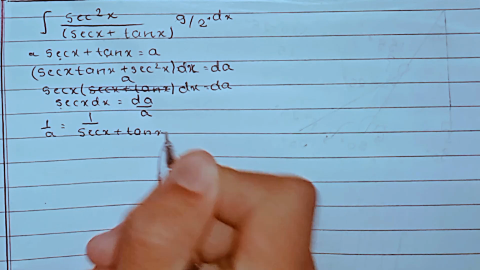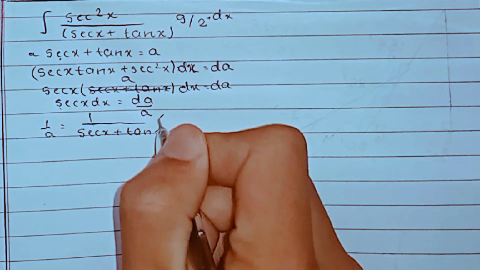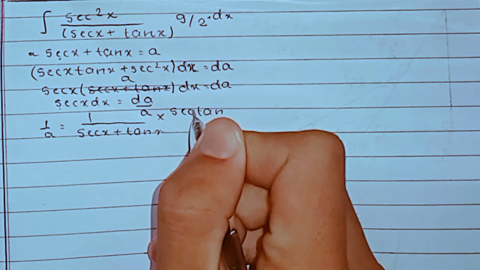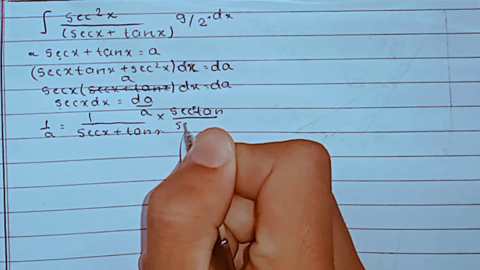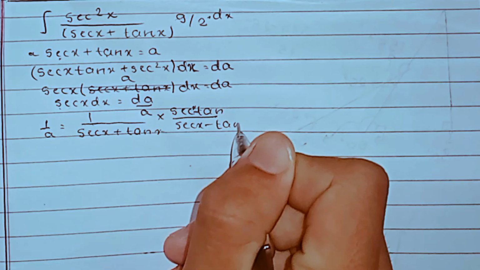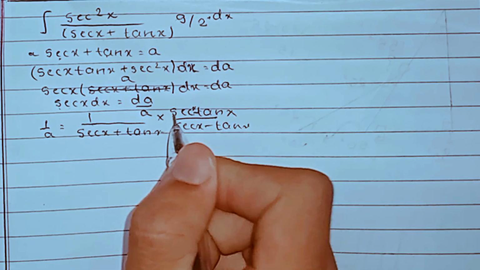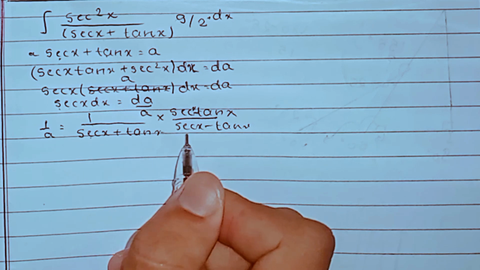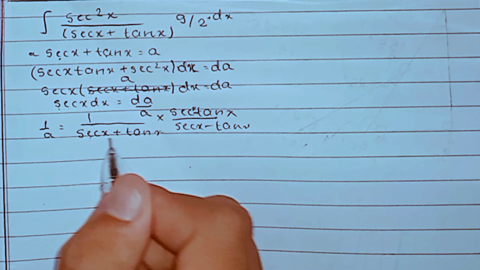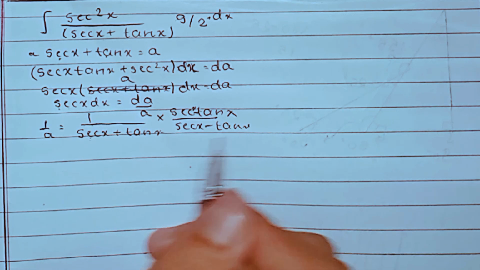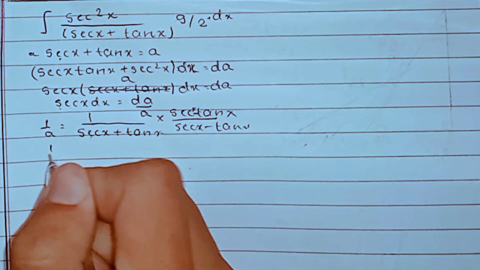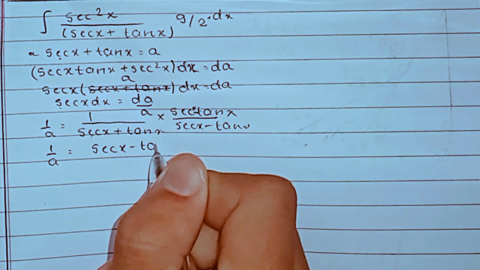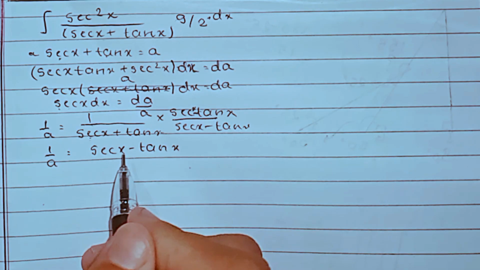Now let's multiply this by (sec x - tan x) on both numerator and denominator. The numerator will be sec x - tan x and the denominator will be sec square x - tan square x, and we know the formula that sec square x - tan square x is equal to 1. So finally we will get 1 by A is equal to sec x - tan x, and now we have to find only the value of sec x.